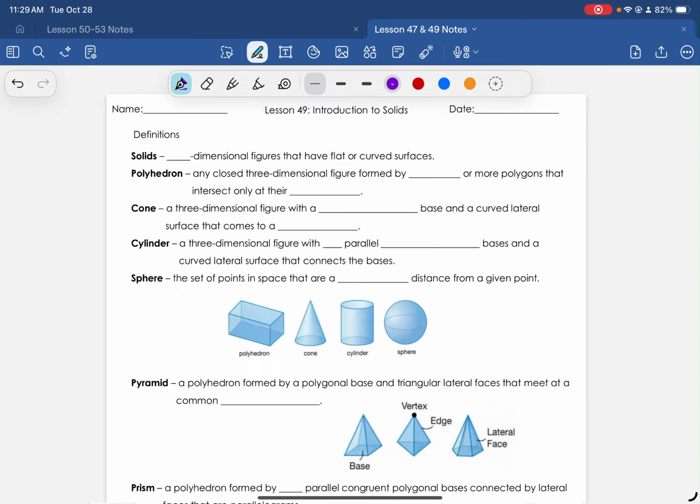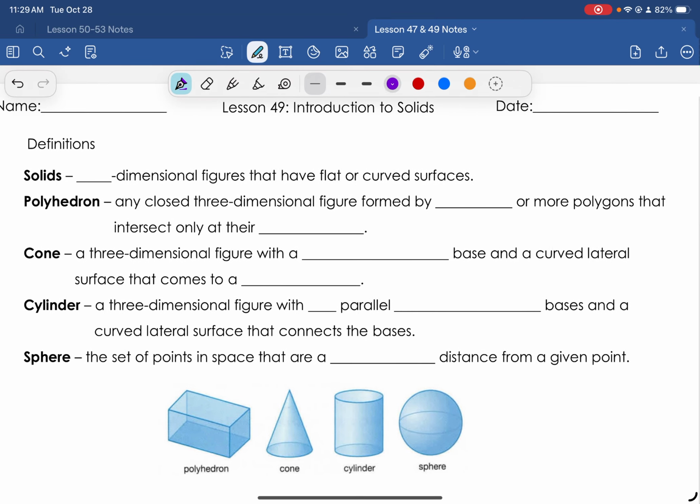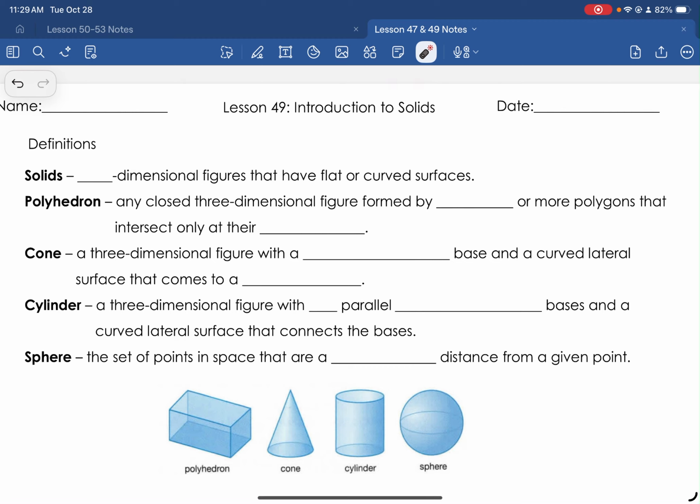All right, last lesson, lesson 49. Introduction to solids. We're skipping lesson 48. The definitions that we're going to go over: solids. You already know what these are. We're just putting some definitions to it. You've been working with solids for a very long time. But basically it's a 3D shape, with flat or curved surfaces.